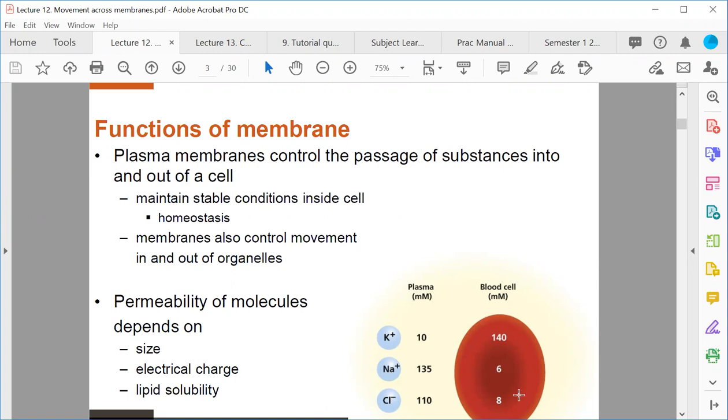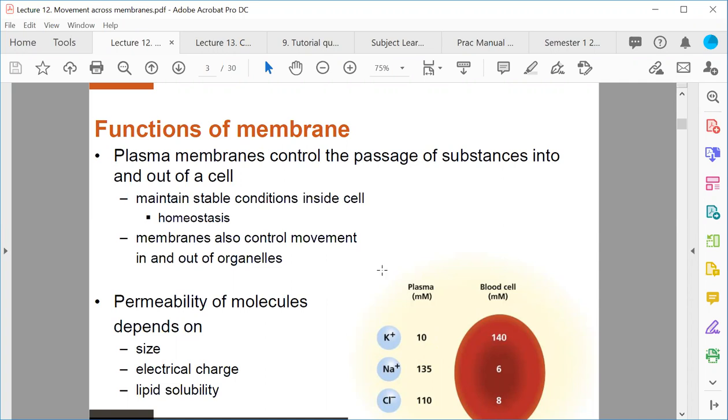So this is a typical animal cell, a blood cell, and we can see the concentration of certain ions within the cell. So potassium, 140 millimolar inside, sodium ions 6, chloride ions 8 millimolar inside the cell. But outside the cell, in the blood plasma, the concentrations are very different. And you can see they're sitting here at 10, 135 and 110 millimolar. So this is already evidence that the cells can control and do in fact control the movement of substances into and out of the cell.